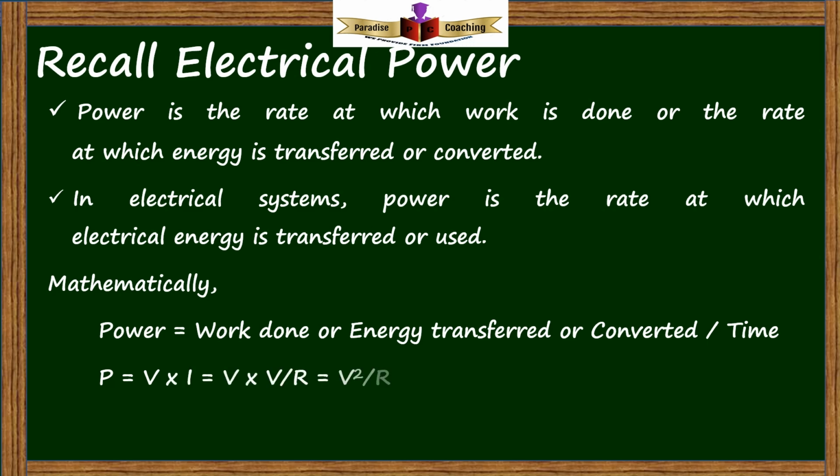Recall and remember the basic formula that power is a product of voltage and current. From Ohm's law, the current is equal to voltage divided by resistance. Hence, P equals voltage squared divided by resistance.